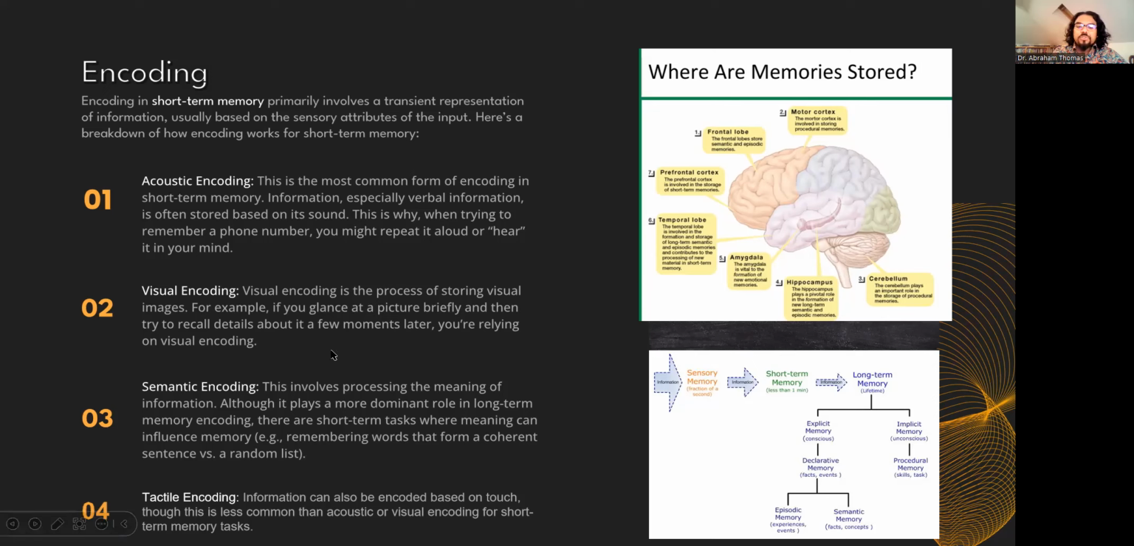Visual encoding. Visual encoding is a process of storing visual images. For example, if you glance at a picture briefly, and then try to recall details about it a few moments later, you rely on your visual encoding.